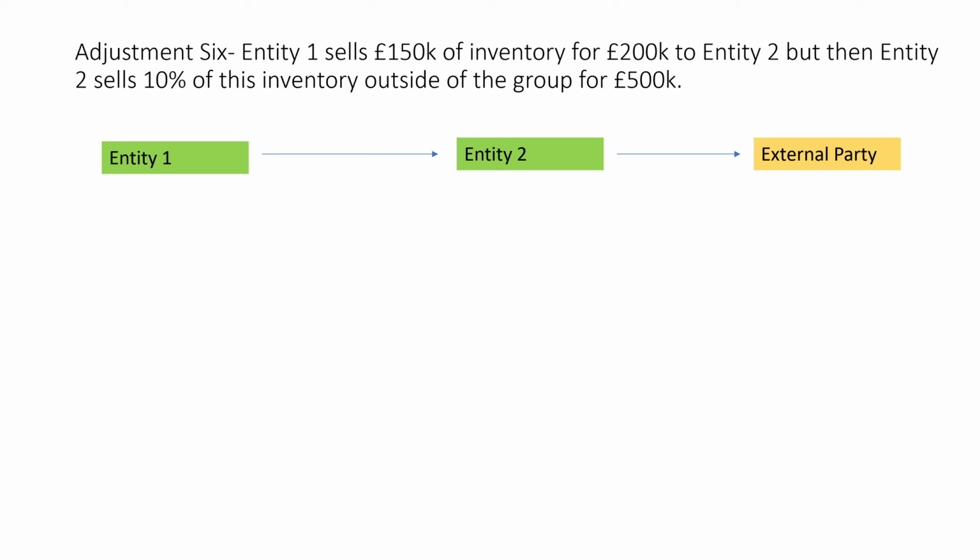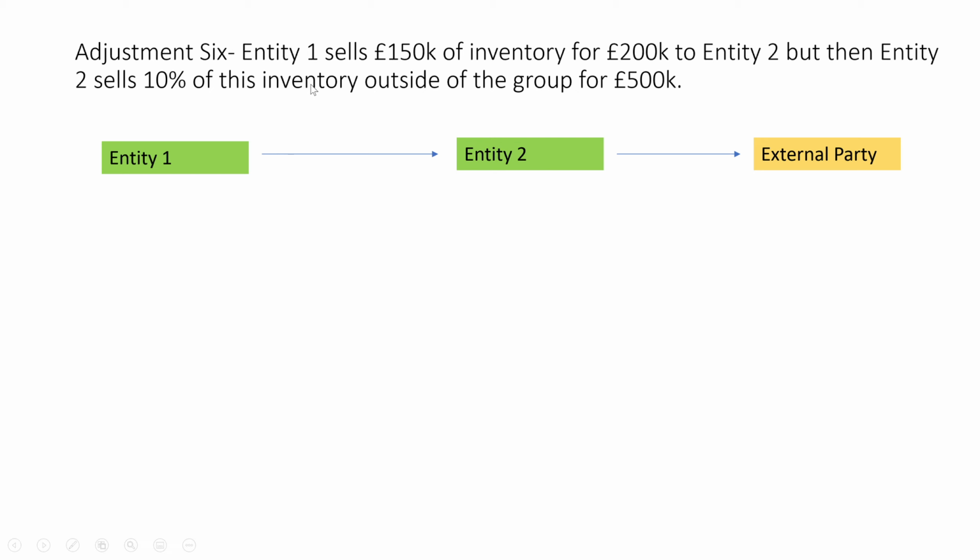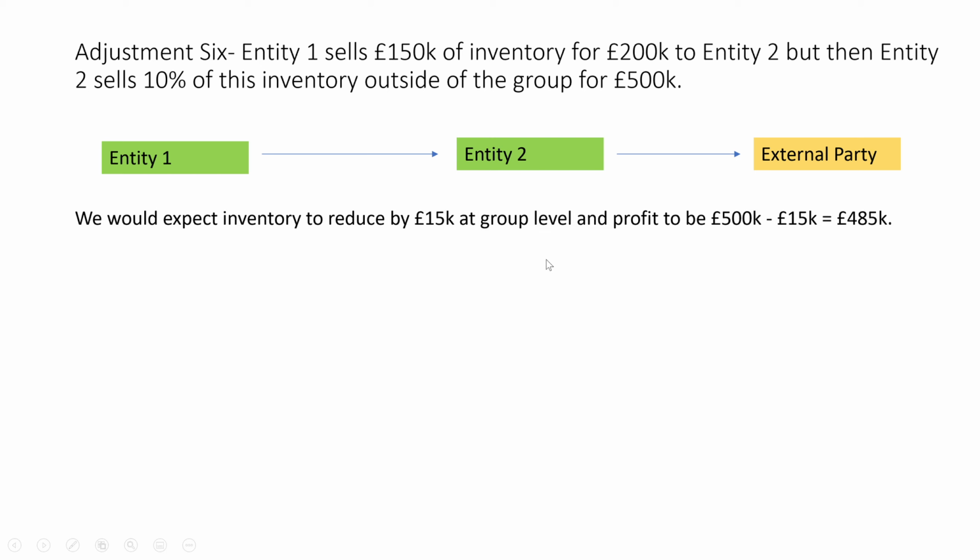Now let's consider an example where we don't sell all of the inventory outside of the group, we only sell 10% of the inventory. Okay, so again, let's see what we expect. So we're getting rid of 10% of 150k of inventory, and that's 15k of inventory, and we're selling that for 500k. Okay, I know that's a bit cheeky, but I'm just using it to explain a point. So as I said, our inventory is going to be reduced by 15k, and our profit is going to be 500k minus 15, and that's going to give us 485k of profit. But let's see what we actually get.